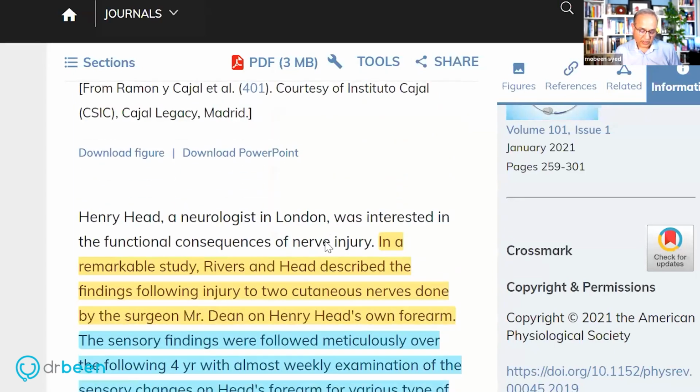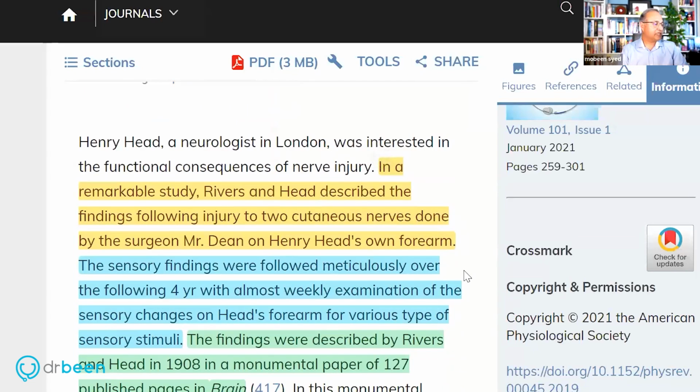Now, one more area, one more piece of talk, and then we stop. So Henry Head, a neurologist in London, was interested in the functional consequences of nerve injuries. In a remarkable study, Rivers and Head, so Rivers was a surgeon, Henry Head was a neurologist, described the findings following injury to two cutaneous nerves done by the surgeon, Mr. Dean, on Henry Head's forearm.